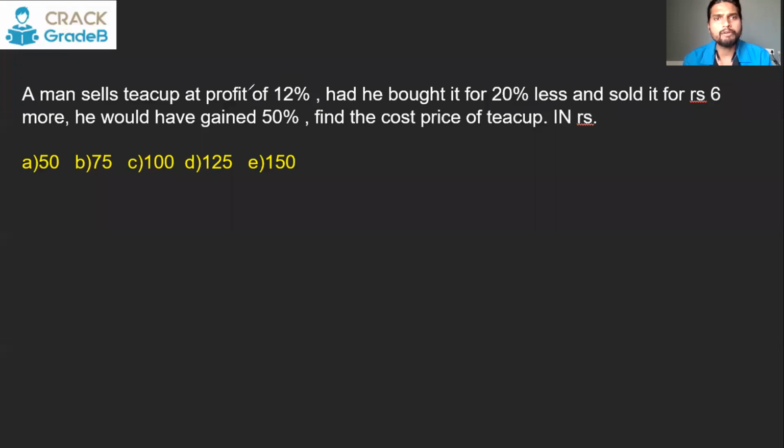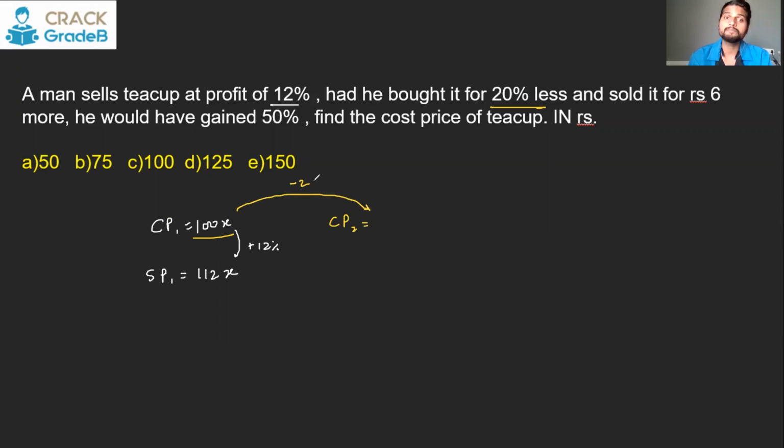A man sells a teacup at a profit of 12%. Had he bought it for 20% less and sold it for rupees 6 more. So let's say the initial cost price was 100x. He earns the profit of 12%. That means the initial selling price was 12% more than that, because he earns the profit of 12%. So he sells it for 112x. Had he bought it for 20% less, that means as compared to this cost price, if the next cost price is 20% less, that means 80x.